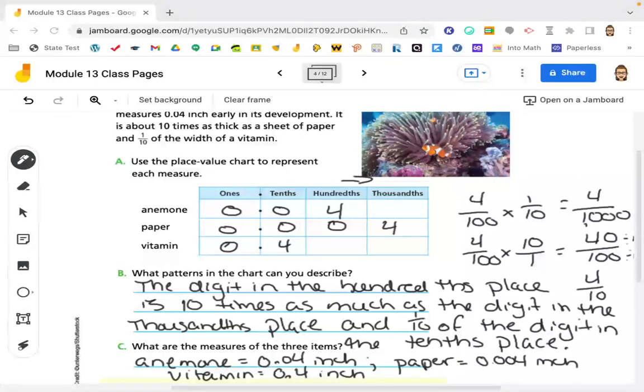That is all for today's lesson. Hopefully, you're now able to describe the relationship between two decimal place value positions to the thousandths place. And remember, in order to be a math person, all you have to do is be a person and do math.